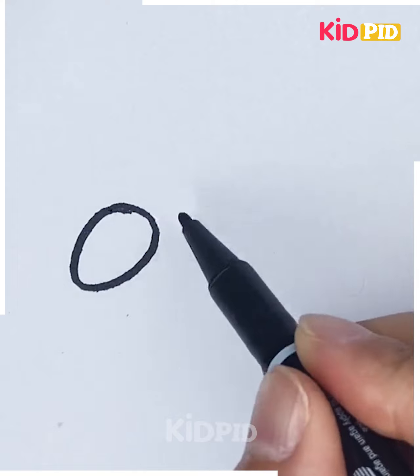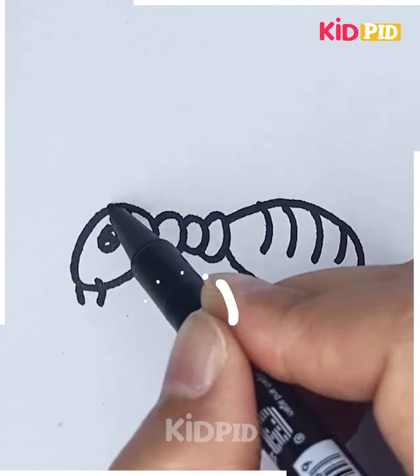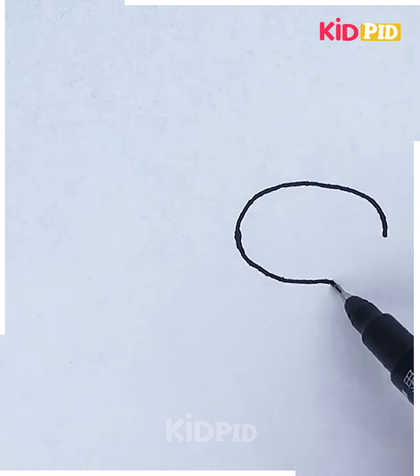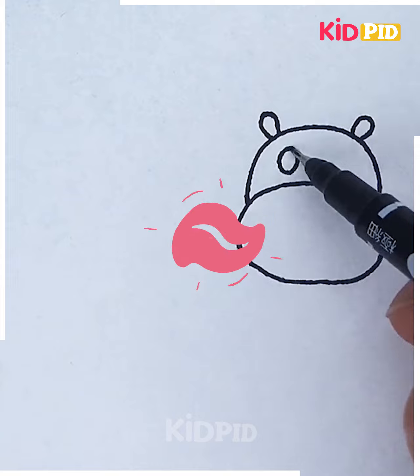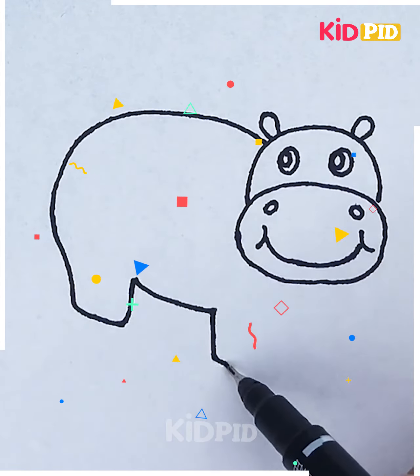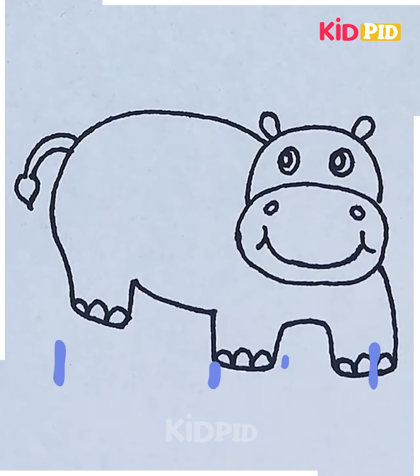In this video we will learn how to draw an ant. Ants are usually of 2 colors, that is red and brown. Now we will learn how to draw a hippopotamus. Hippopotamus is a quiet, funny and a lazy creature. Now you can color it with purple or dark pink.